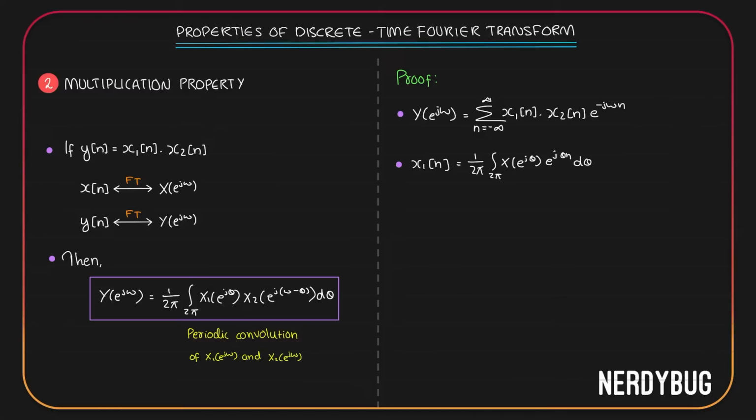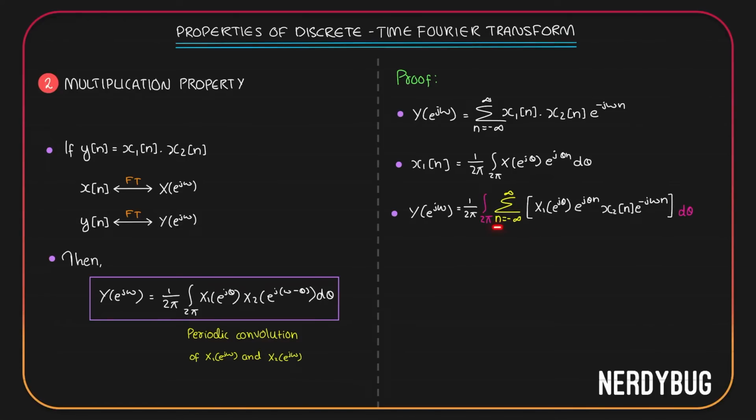Also, we already know it doesn't matter what we call these variables because we are going to give them limits anyway. Let us substitute x1 of n in this equation by what we have over here. Then Y of e raised to j omega will become this. We have an integration and a summation. First, let's take 1 by 2 pi out since it is a constant. Now let's take d theta from here and put it at the end. Let us now change the order of the summation and the integration.